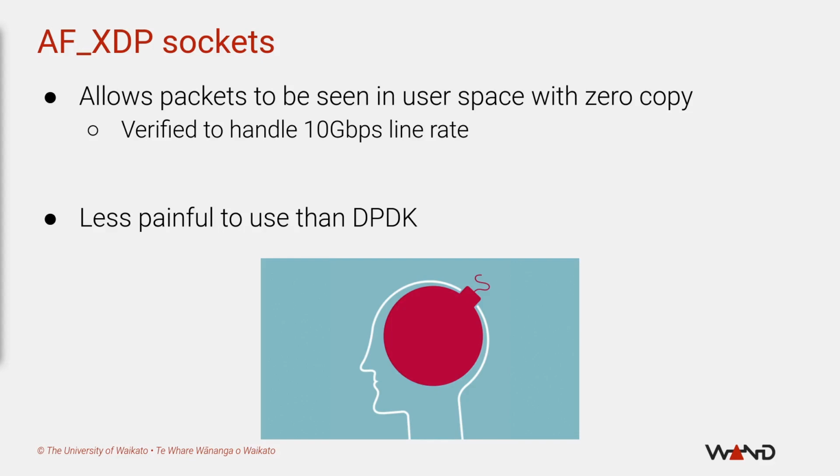This, combined with the removal of most of the networking stack overhead, means that XDP can comfortably handle 10 gigabit per second line rate, much like DPDK can. The other big bonus is that because XDP is already integrated into the Linux kernel, it is generally a lot less fiddly and annoying to use than DPDK.